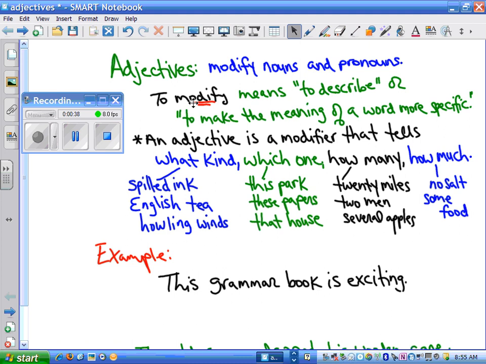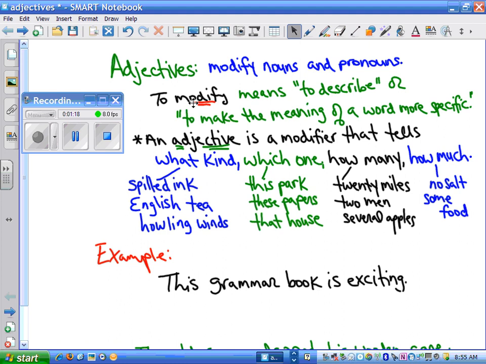And just in case that word modify is unfamiliar to you, let's take a moment to think about what that means. So to modify. To modify means to describe or to make the meaning of a word more specific. So, an adjective. An adjective is a modifier that tells us what kind, which one, how many, how much. So what kind? Spilled ink, English tea, howling winds.